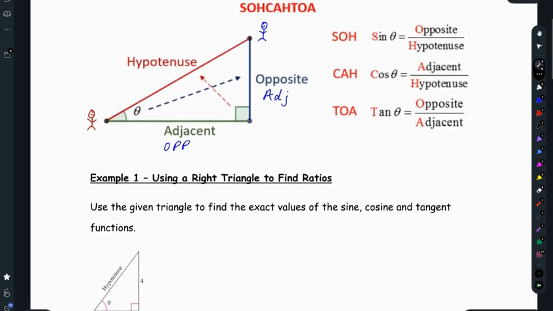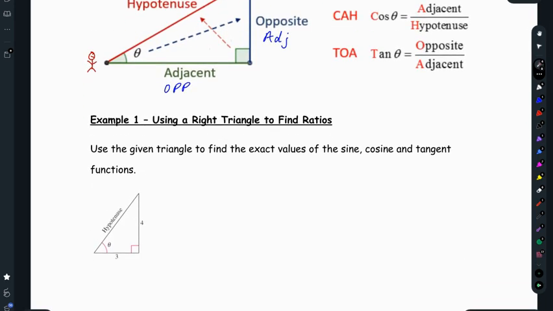All right, so let's try setting up some ratios. We're just going to set up the ratios. We're not going to do any calculations. It says use the given triangle to find the exact values of the sine, cosine, and tangent functions. First of all, you'll notice that we only have two of the sides, but we're going to go with the Pythagorean theorem to find the third side. That's a little easier than using trig, so we're going to do that.